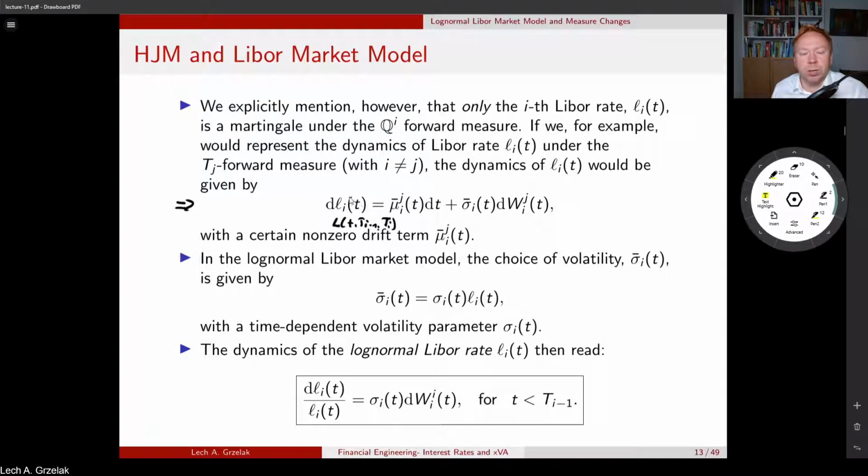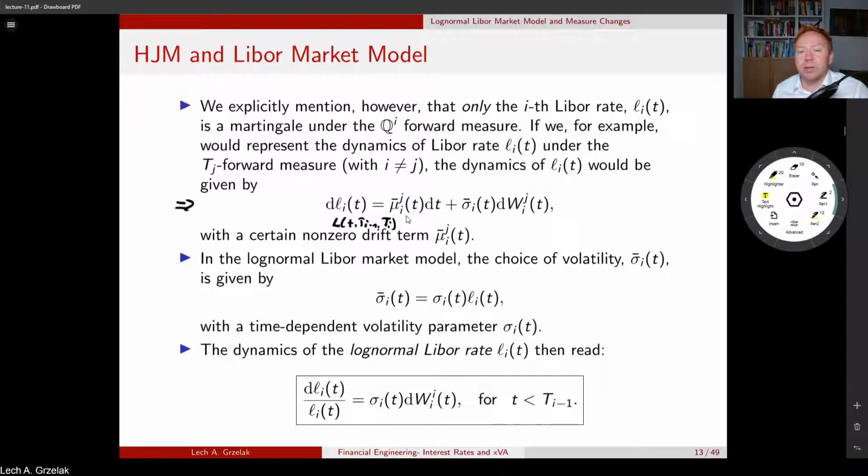And if you would like to change the measure from i to j, this means that you will have an additional drift factor. The key element of the Libor market model is to find out exactly the transition of the drift, how this drift behaves if we change Libors and the corresponding measures. So we have one Libor rate, but we change measure, and that has an impact on this corresponding drift term. And this drift term, depending on the measure j, can be quite complicated.